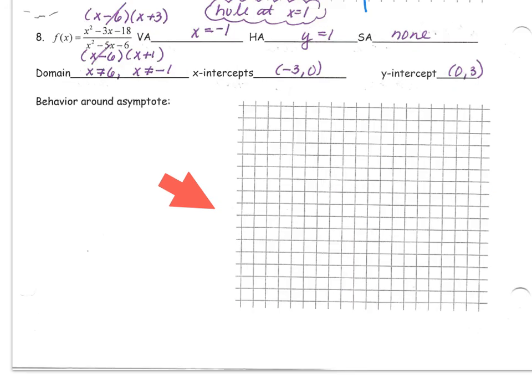Alright, not quite sure how to get rid of this arrow on my screen, but here's one more example that has a hole in it. So you go ahead and give it a shot, fill it in, and then we'll check it in class.